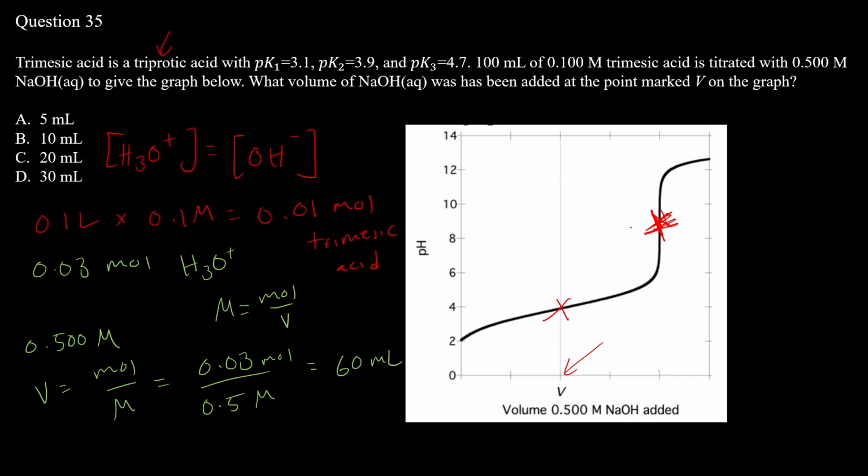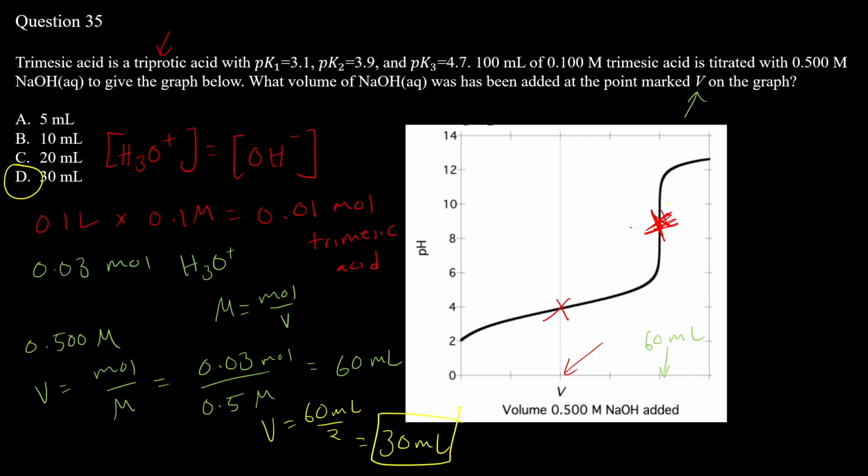60 milliliters is at this point. But that's not what the question asks us for. The question asks us for the point marked V. And if you notice, V is just 1/2 of this point here. So V is going to be equal to your 60 mL divided by 2, which is 30 milliliters. And that is answer choice D. So the answer for 35 is D.